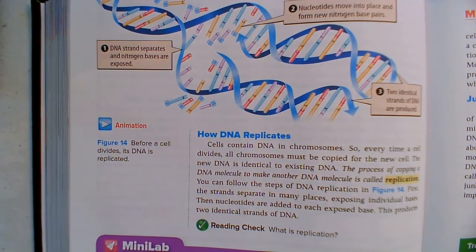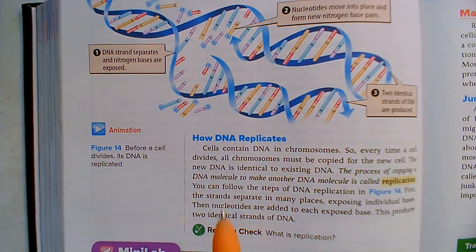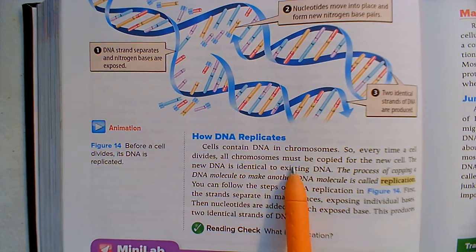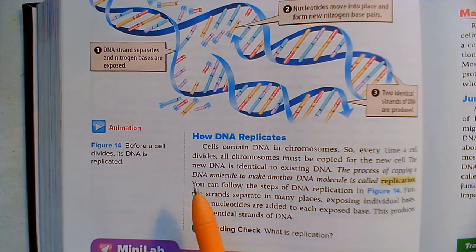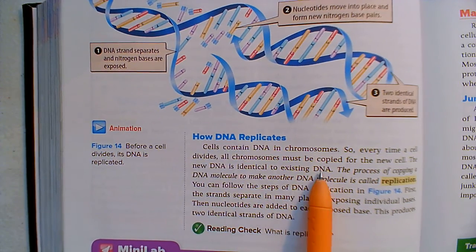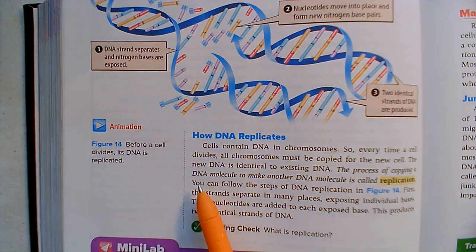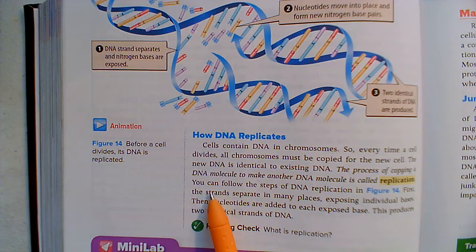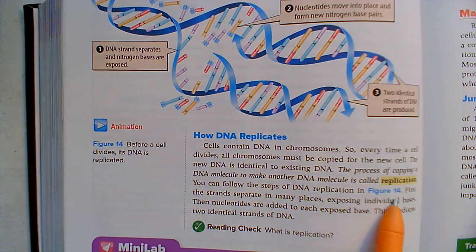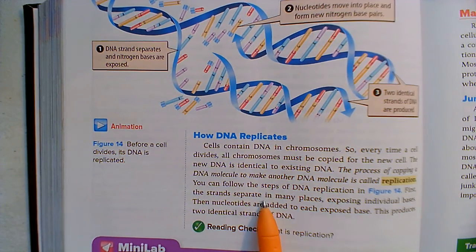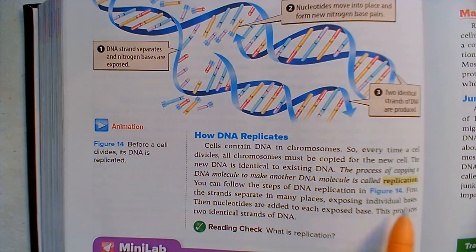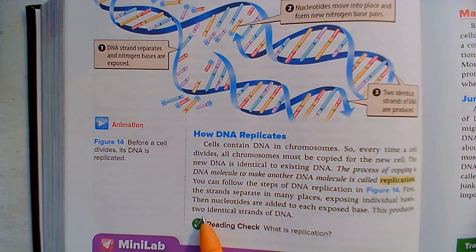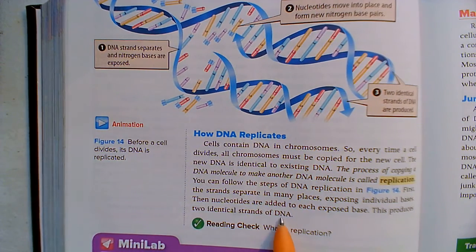Okay, all right, let's see what your book says about how DNA replicates. So cells contain DNA in chromosomes. So every time a cell divides, all chromosomes must be copied for the new cell. The new DNA is identical to existing DNA. The process of copying a DNA molecule to make another DNA molecule is called replication. You can follow the steps of DNA replication in Figure 14. First, the strands separate in many places, exposing individual bases. Then nucleotides are added to each exposed base. This produces 2 identical strands of DNA.